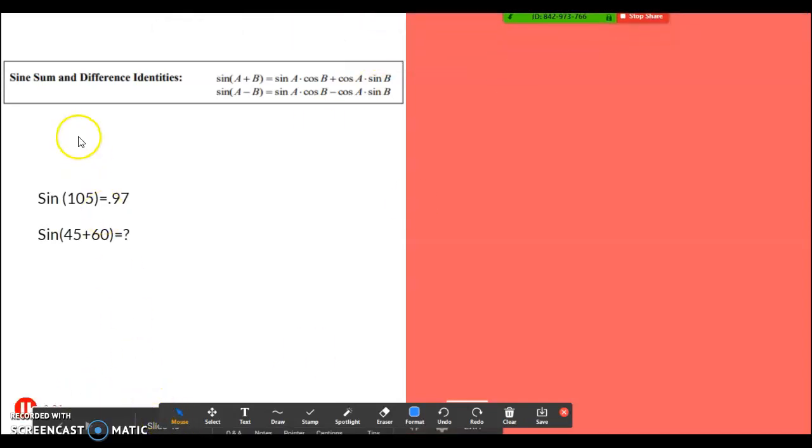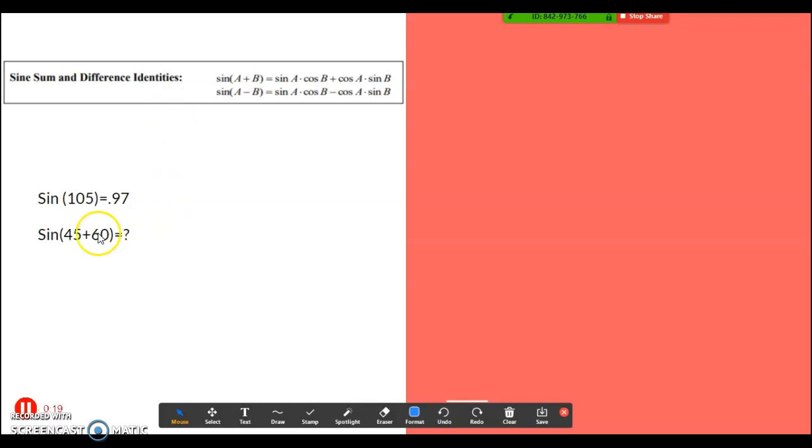Okay, so our notes give us a sine sum and difference identity. We've been dealing with identities, and we know identities to be true if we can verify them. So what we're going to do now is use the angle 105, the sine of 105, and verify if this identity is indeed true, using the two angles 45 plus 60, which we know adds to 105. If this identity is indeed true, we should get approximately 0.97.